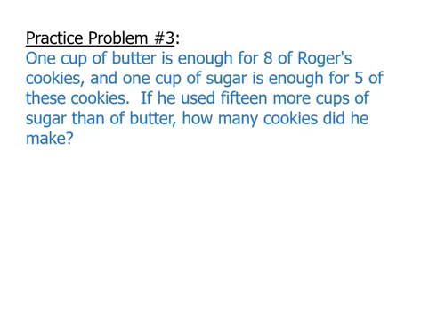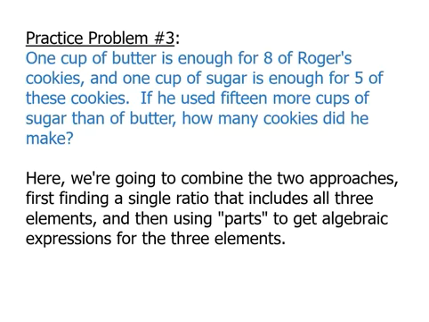Okay, 1 cup of butter is enough for 8 of Roger's cookies, and 1 cup of sugar is enough for 5 of Roger's cookies. He uses 15 more cups of sugar than of butter. How many cookies did he make? Well, we're going to have to do a few different things here. We're going to have to combine the ratios, combine the two approaches. First, finding a single ratio that includes all 3 elements, and once we have that single ratio, then using the parts to get algebraic expressions for the 3 elements.